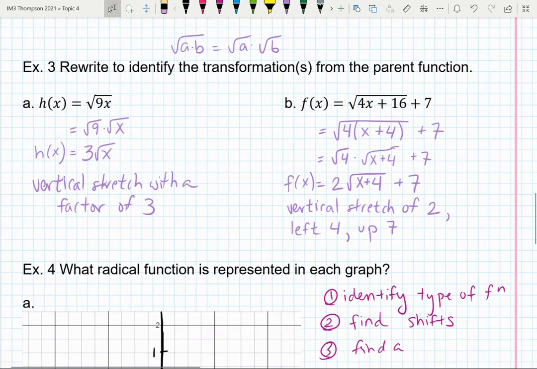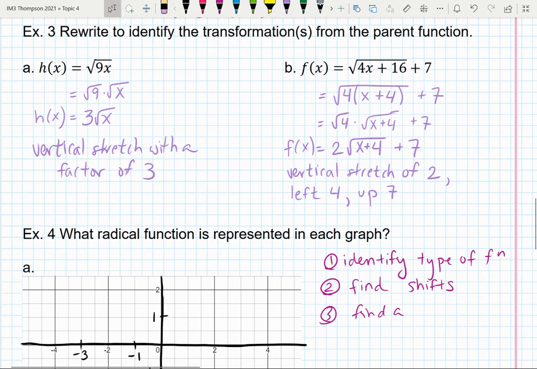Sorry, might be too fast. Slow down. The rewriting part is important. If I didn't rewrite, this transformation would look a lot different.